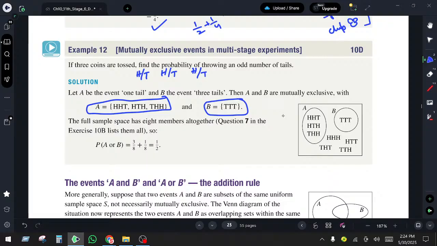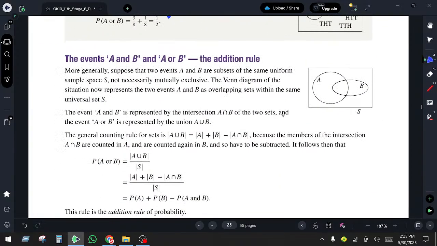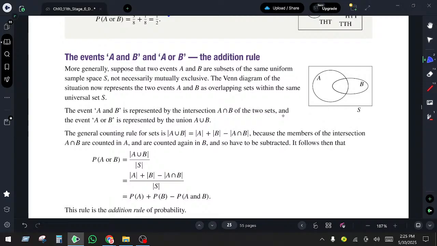Here, throwing an odd number, we have two cases: one tail or three tails. But there is no relation between them. The probability of one tail is 3 by 8, out of a total of 8. Three tails is only 1 by 8. The total will be 4 by 8, which is 1 by 2.